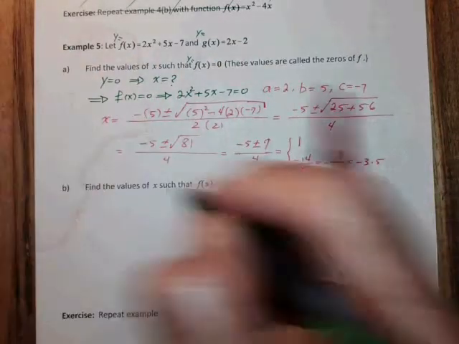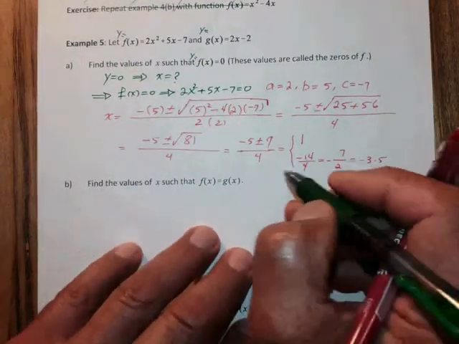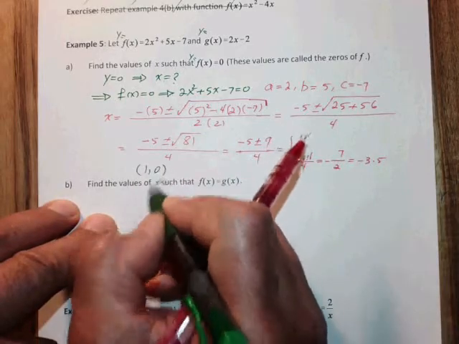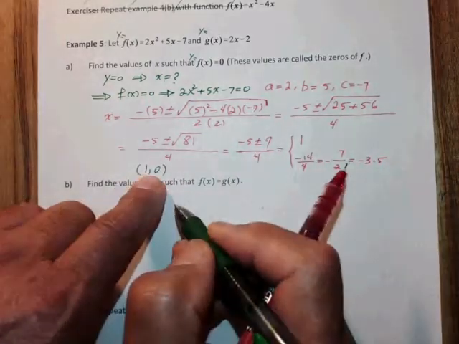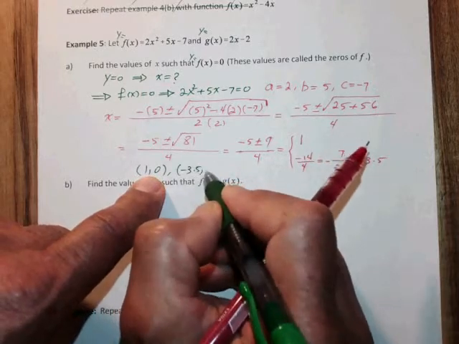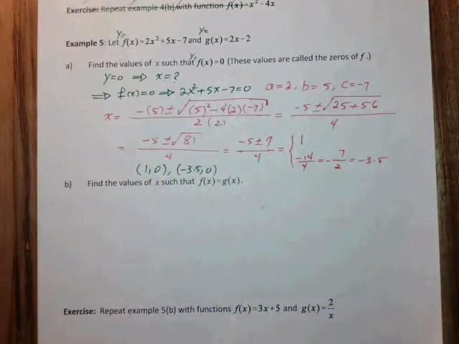So basically what it says, I have 1 and negative 3.5 as the roots, so x value 1 gives the y value 0, and negative 3.5 also gives the y value 0. That's what we have.